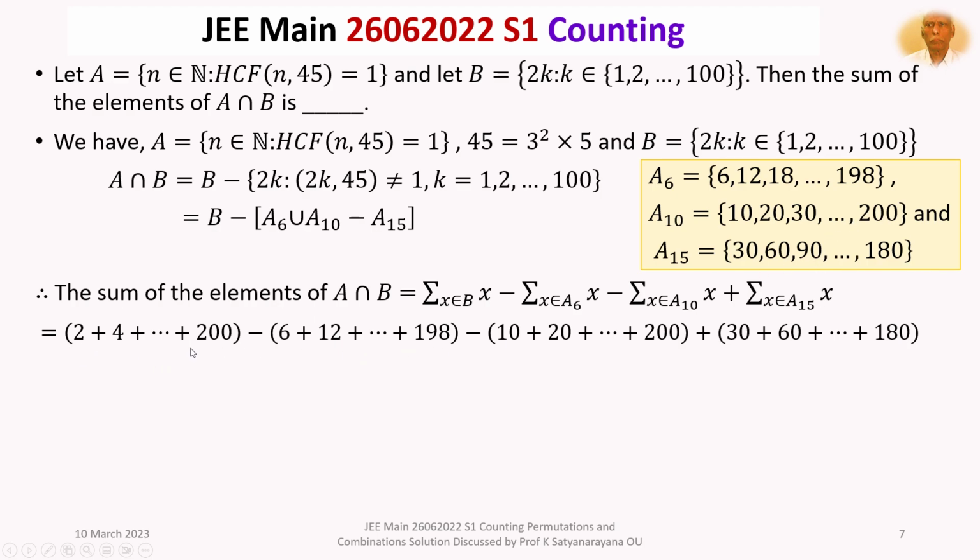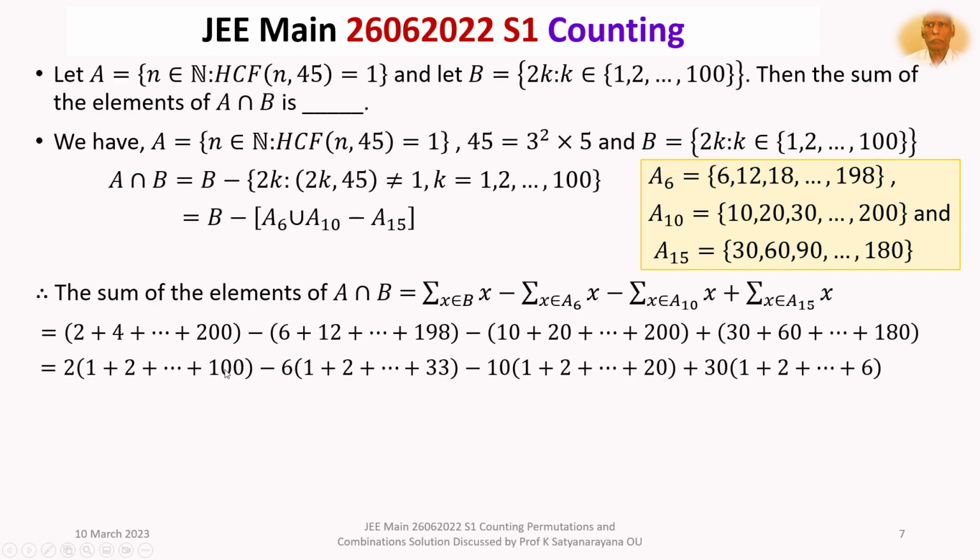Agreed. In the first one, these are multiples of 2, so take 2 common: 2 times (1 plus 2 plus up to 100). In the second one, take 6 common: minus 6 times (1 plus 2 plus etc. up to 33). In the third bracket, take 10 common: minus 10 times (1 plus 2 plus so on up to 20). In the last bracket, 30 times (1 plus 2 plus etc. up to 6). So 1 plus 2 plus etc. up to 100 is the sum of the first 100 natural numbers.